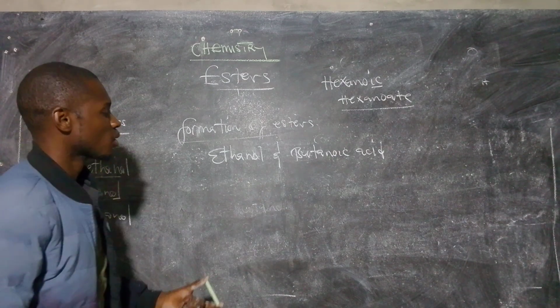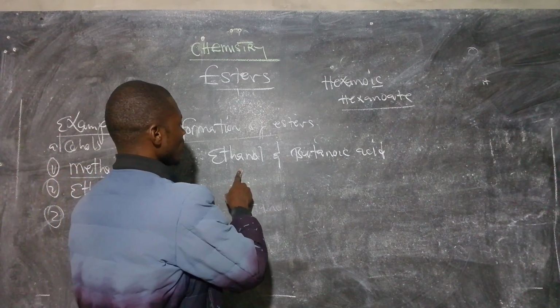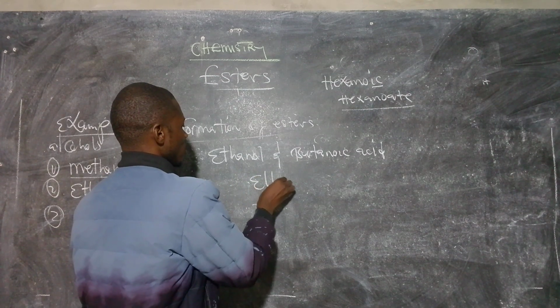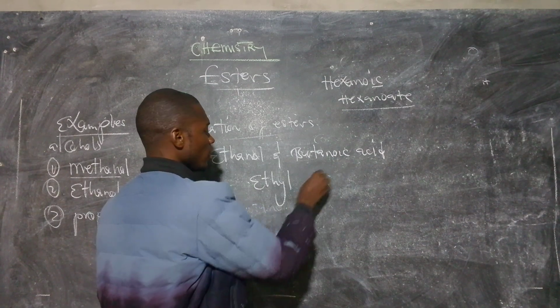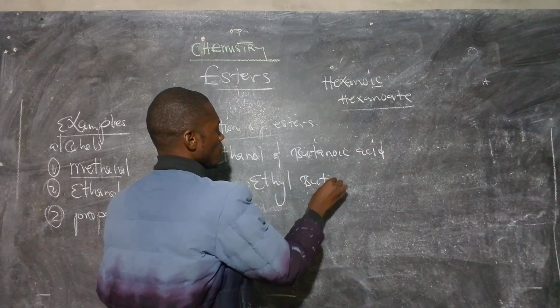Okay, maybe that is correct. Now, ethanol, it will be ethyl. Then butanoic will be but.